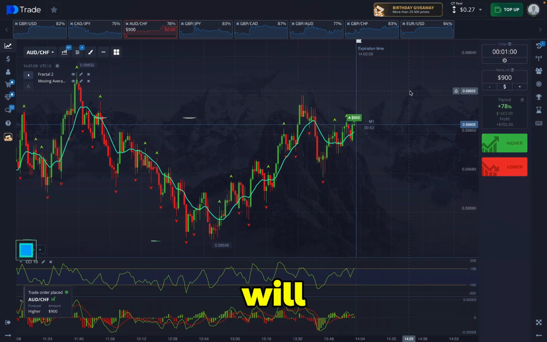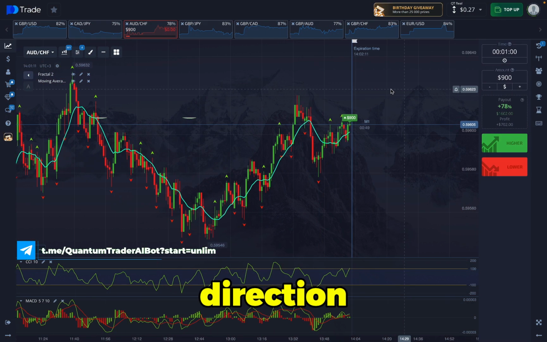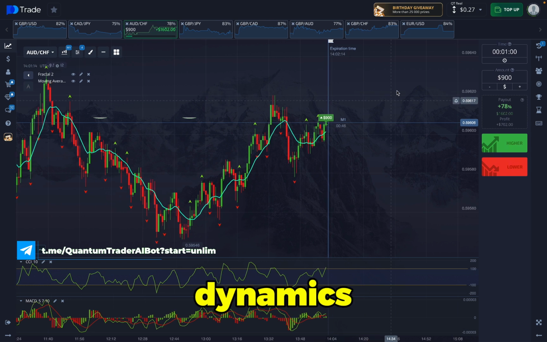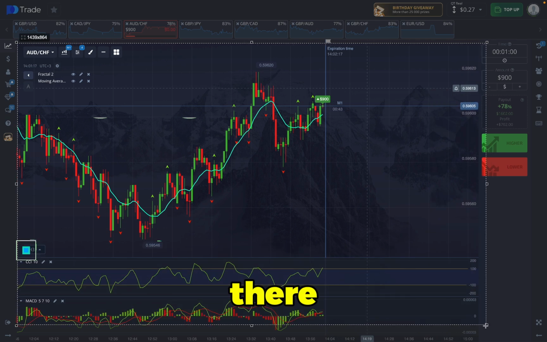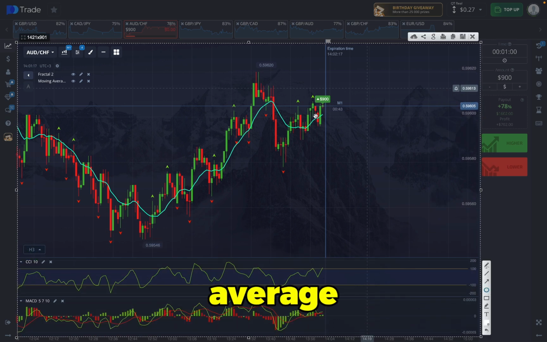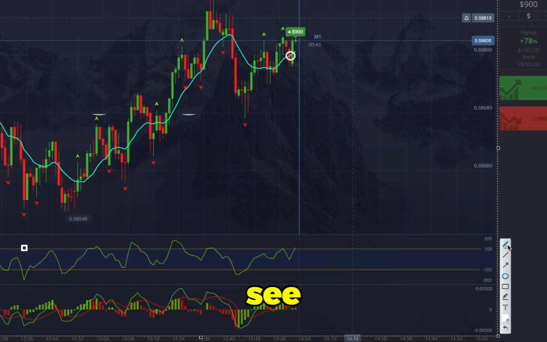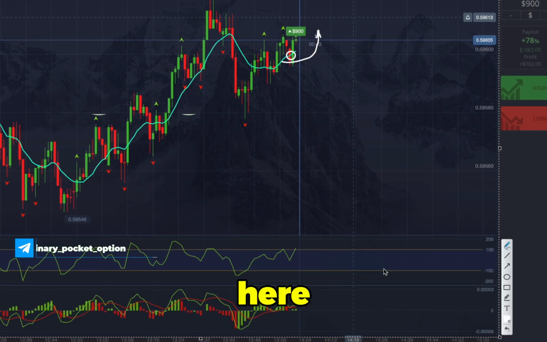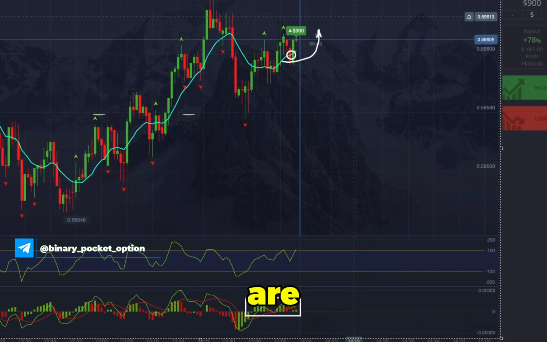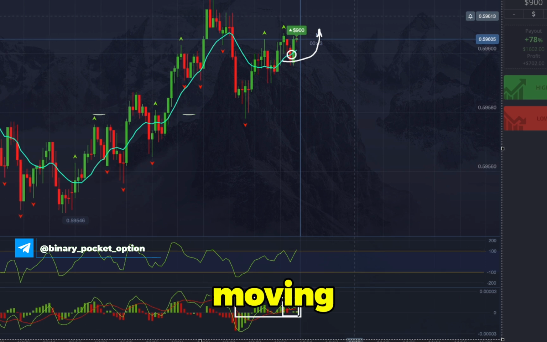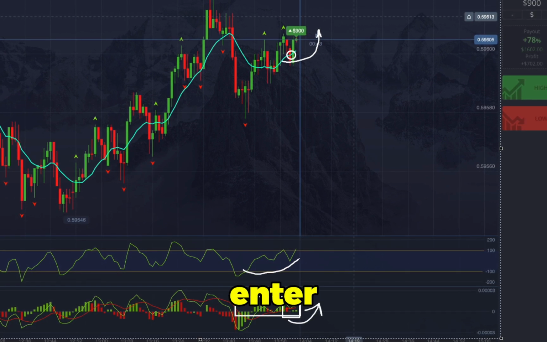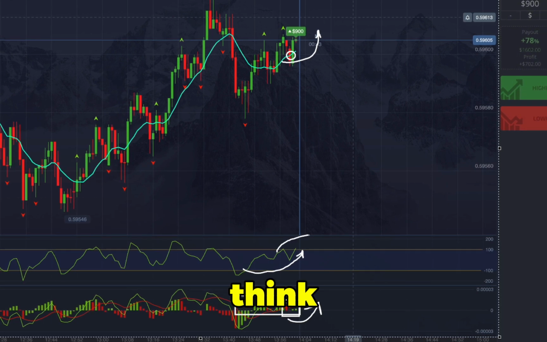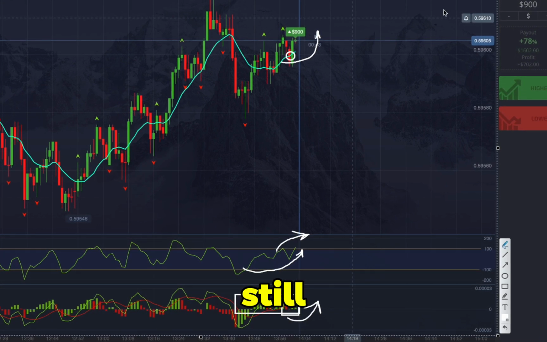And here I will open a deal to increase in the direction of the actual trend dynamics. We have an upward trend. Let's highlight the working area. First of all, there is an intersection of the weighted moving average from bottom to top. I also see the appearance of upward volumes here. The moving lines of the MACD are also directed upward, as is the moving line of the CCI oscillator. It should enter the overbought area. So I think further upward dynamics should still be present.